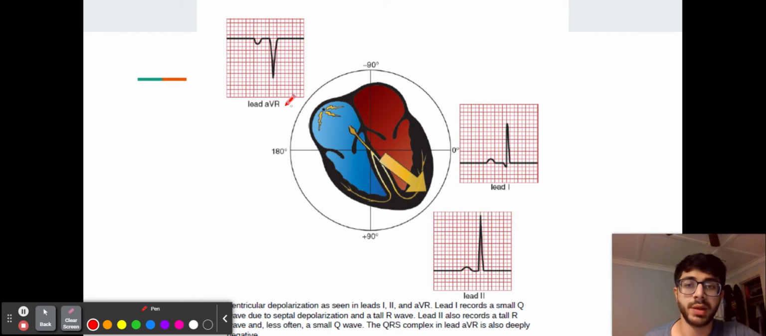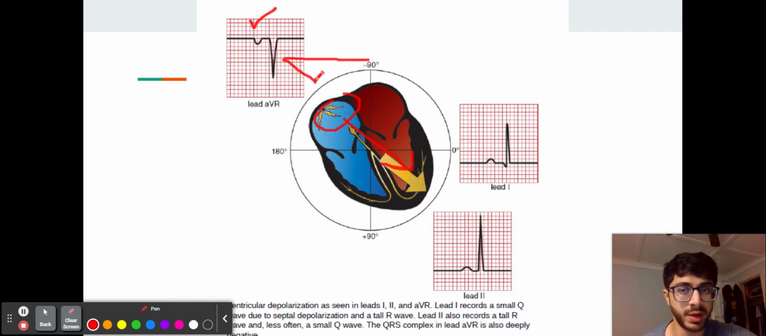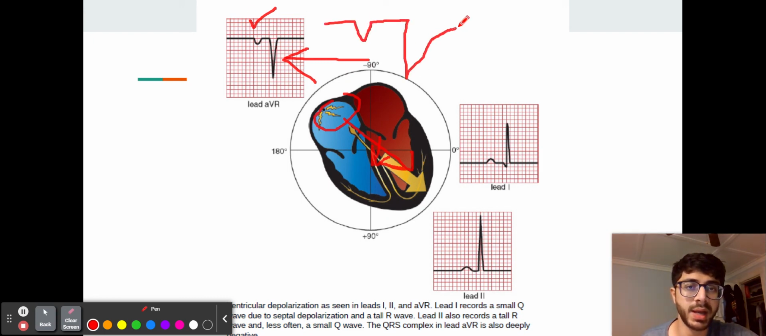Now think about it this way. Again, in AVR, we know that the P wave should be negative. I've already talked about that. But the mean electrical current of the heart is also going away from AVR. So you will notice that the majority of the QRS will be negative. And at this point, there is no Q wave because septal depolarization happens up there. So there's generally no Q wave in AVR, just a negative P wave, and then a big negative QS wave. That's kind of what we call it.